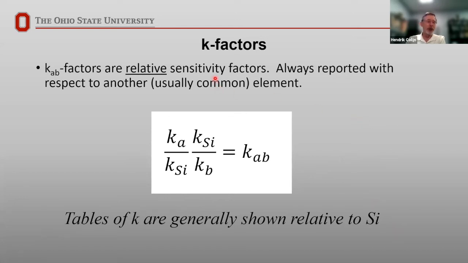Some people doing experimental work may use other kinds of reference elements. So if they are reported, they will be reported with respect to silicon. So as you're doing your calculations, you can then easily calculate the relative sensitivity factors for any two elements in the table.